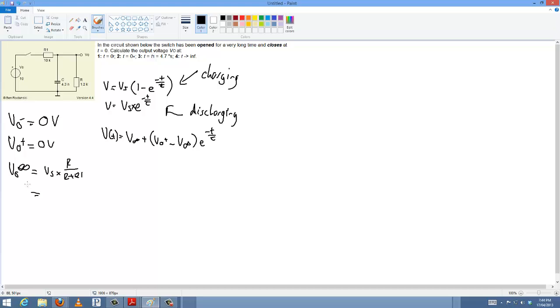10 times 1200 divided by 11200, which is 1.07143 volts. That's V infinity.